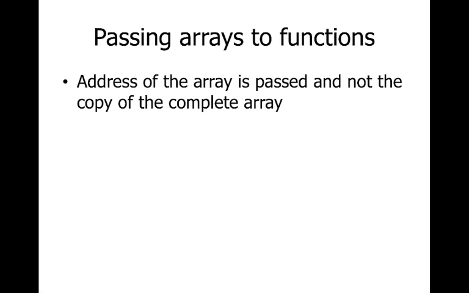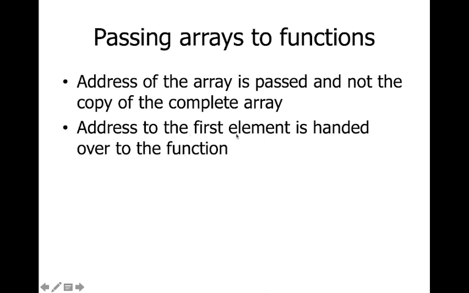For example, if it is an integer array and the starting address is 2000, then we know that an integer takes 4 bytes, depending on the compiler. If that integer takes 4 bytes in that compiler, then at 2000 the first element will be there, at 2004 the second element, at 2008 the third element, and it goes on like that. So only the address of the first element of the array is passed and not the copy of the complete array. The address of the first element is handed over to the function.